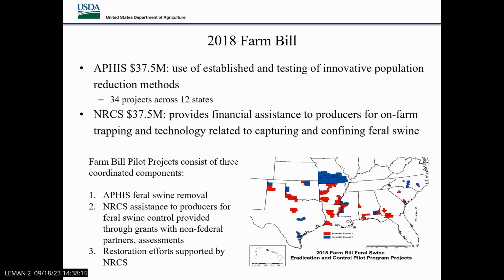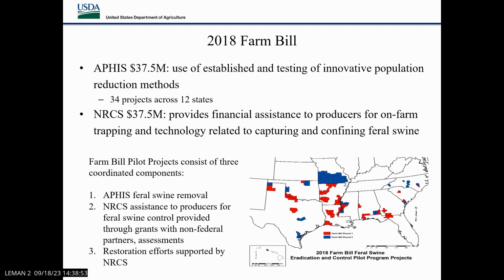In 2018, our appropriated dollars were augmented by the 2018 Farm Bill. Our normal appropriated budget sits around $32.5 million, and then from 2018 through 2023, we had an additional $37.5 million. These are no-year funds, so they were able to be dispersed across that 5-year time period. We stood up 34 projects in 12 states, for a total of $75 million that was to be split between APHIS, Wildlife Services, and the National Resource Conservation Service.